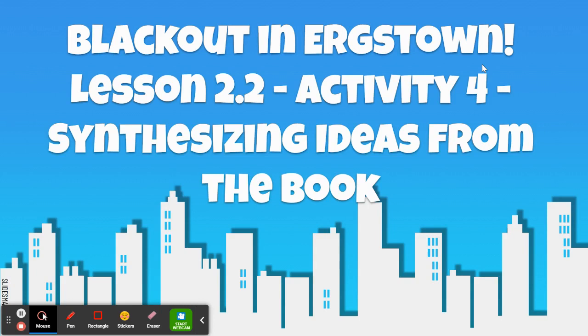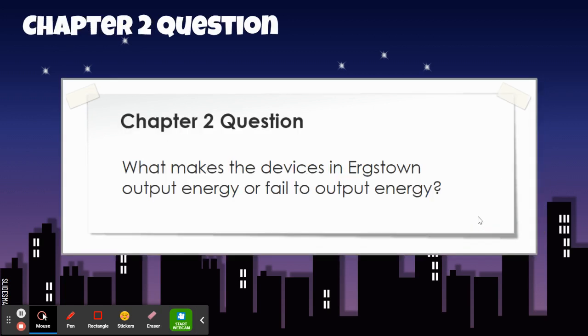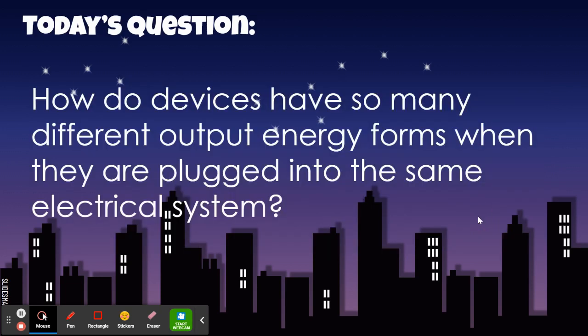We are in lesson 2.2 today, activity 4, synthesizing ideas from the book. Let's start by reviewing our unit question. The question we're trying to answer for our entire unit, energy conversions, is how does the electrical system work? The chapter we're in is chapter 2, and the question for this chapter is what makes the devices in Ergstown output energy or fail to output energy? So what makes them actually output some energy or make them not work? That's what we're trying to figure out.